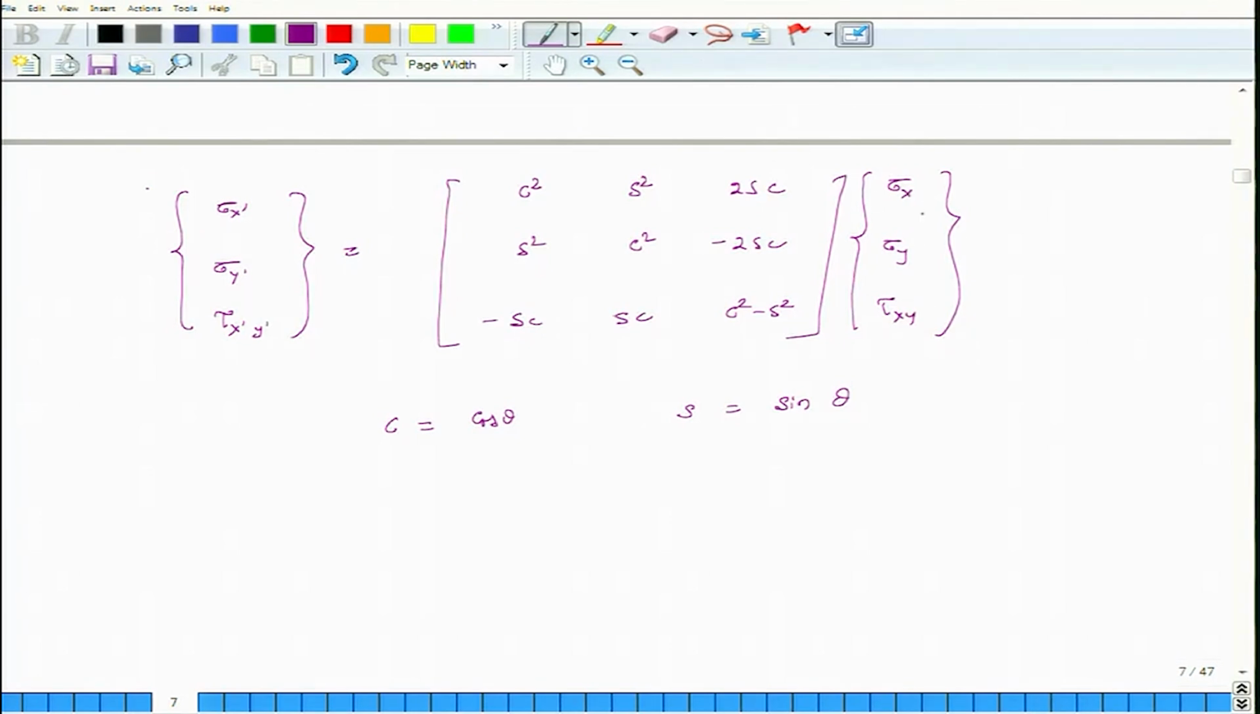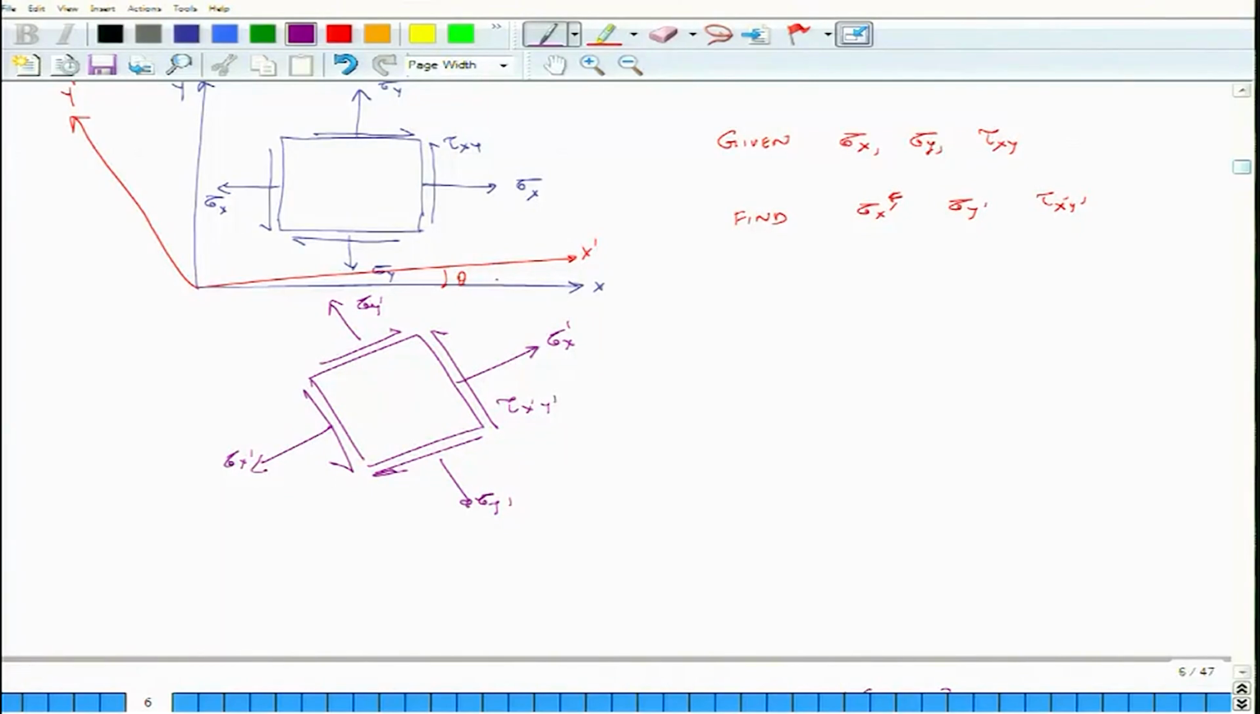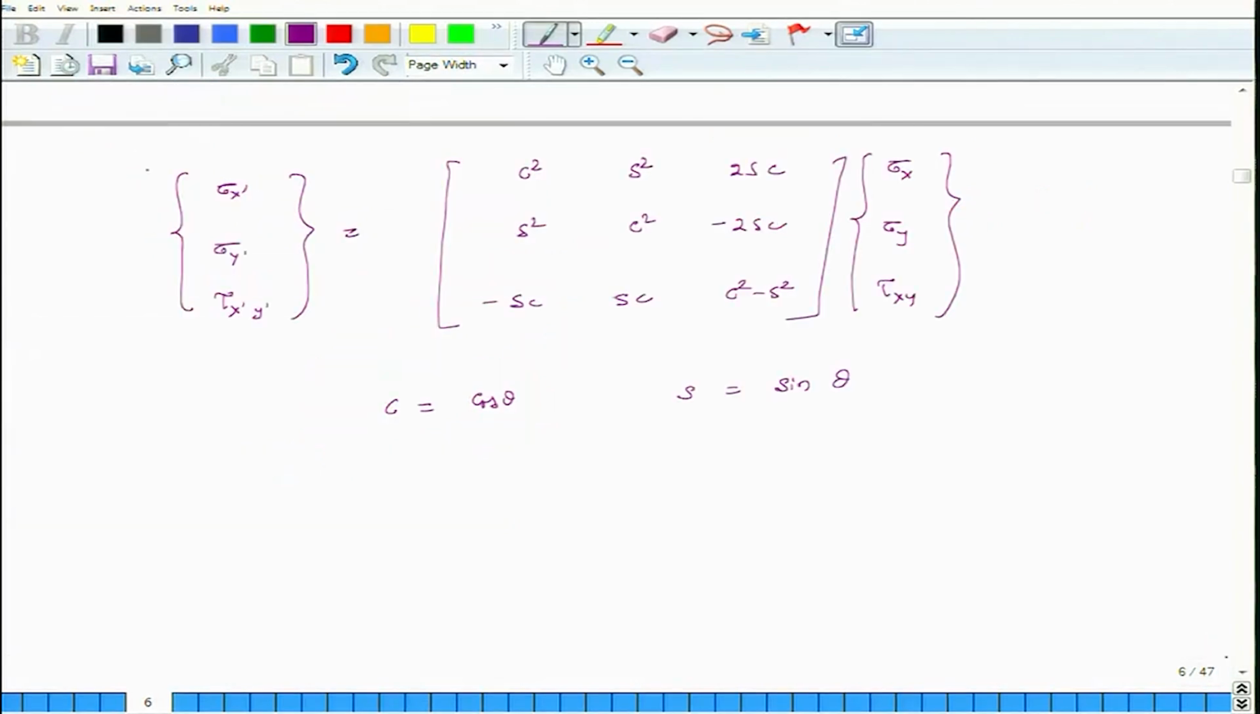So, if I know sigma x, sigma y, tau x y and I know the value of theta, then I can transform from one Cartesian coordinate system to another coordinate system, which is rotated by an angle of theta in the anti-clockwise direction. So, positive theta is the anti-clockwise direction. This is positive theta, and this is important to remember.